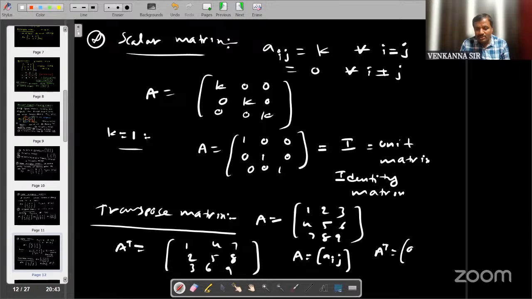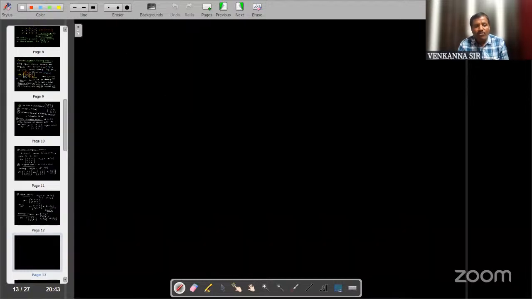If A is aij, A transpose contains aji. Remember, this is very important. That's about the transpose matrix definition. After interchanging the rows and columns, whatever matrix we get is called the transpose matrix. Now, properties of the transpose matrix, very very important.